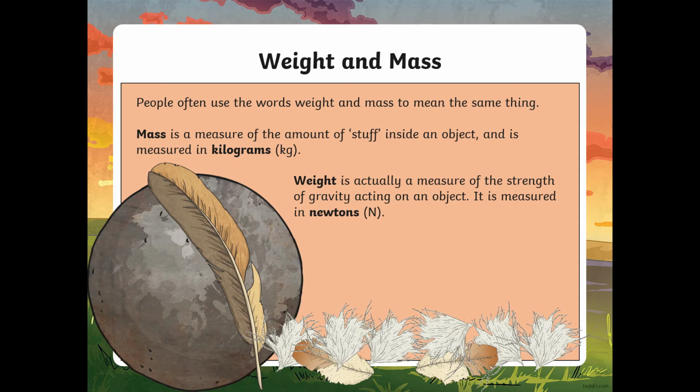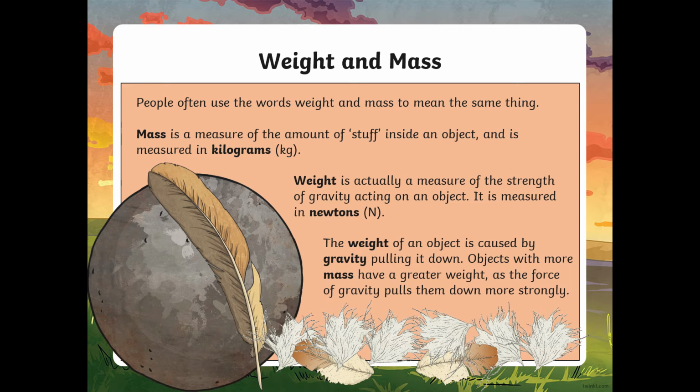Weight, specifically, is the strength of gravity actually acting on an object, and that is measured in newtons, as all forces are. The weight of the object is caused by gravity pulling it down, and objects with more mass have a greater weight, which means that the force of gravity pulls them down more strongly.